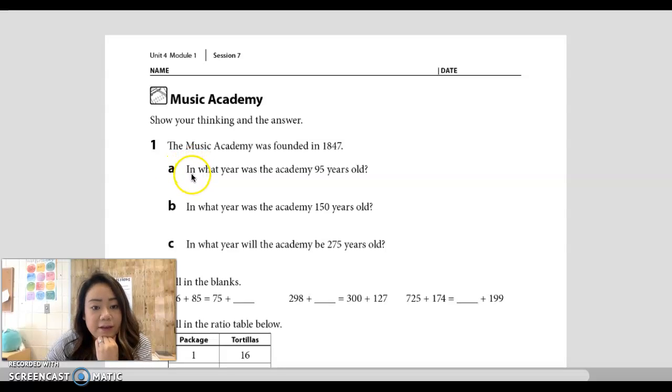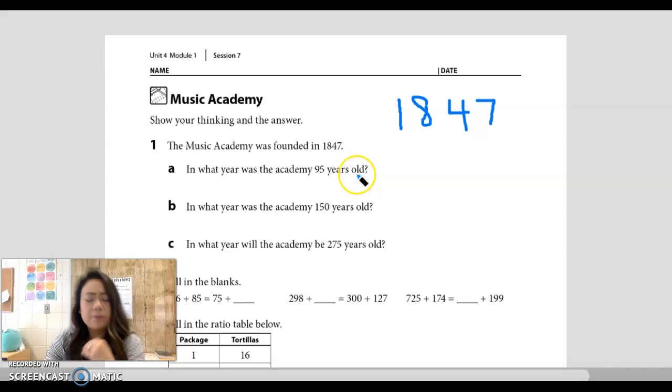All right, let's do A. In what year was the Academy 95 years old? I know that the Academy was founded, which means it started in 1847. So if it started in 1847, in what year was the Academy 95 years old? Well, if the Academy is trying to be 95 years older, when will it be 95 years old? Would I go back in time or would I go forward in time from this? I think I would go forward.